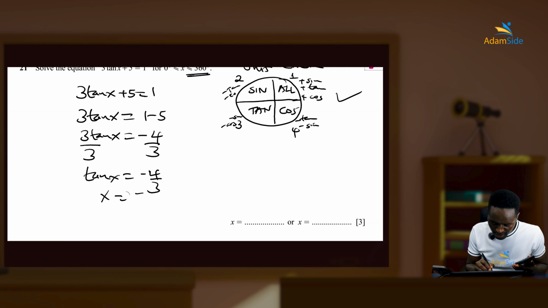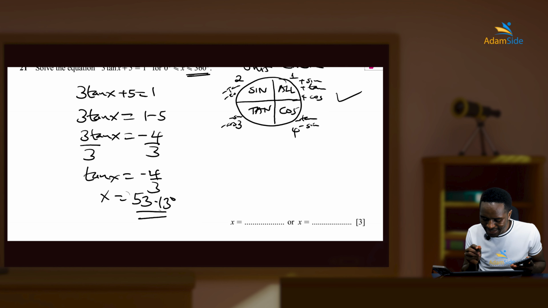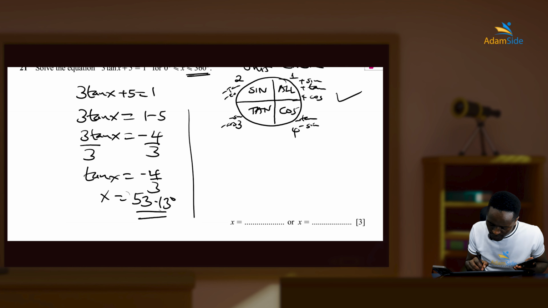So your angle is 53.13 degrees. So where is tan negative? Tan is negative in the second and fourth quadrant. So in the second quadrant, what do you get? In the second quadrant, your answer is, you take 180.